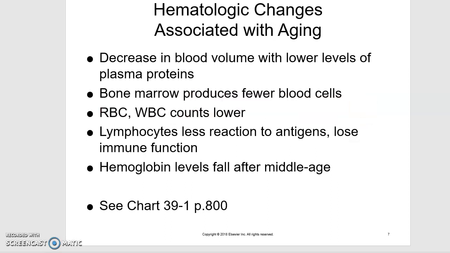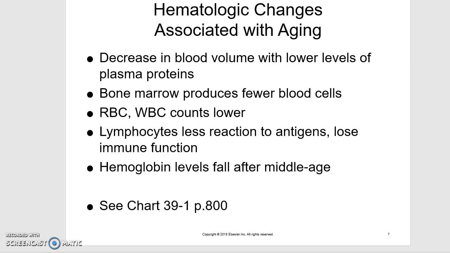The hematological changes associated with aging, I'm going to let you review on your own. There's a little chapter and then a nice diagram. A big thing to know is that as bone marrow ages, it produces fewer blood cells. Platelet count, though, does not change. So red blood cells and white blood cells go down. Platelet count does not change.